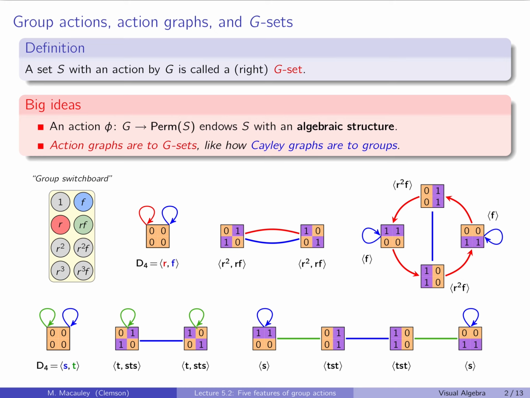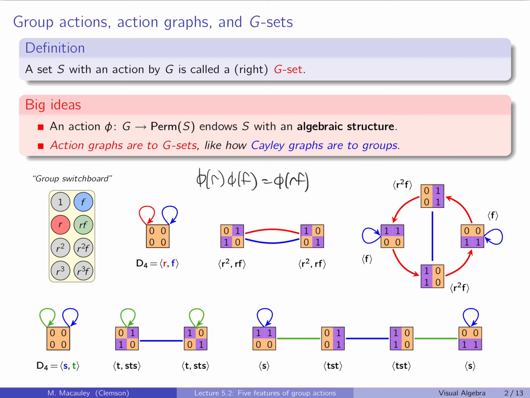And then the key property here is that when you press the R button and then you press the F button, that's the same thing as pressing the RF button. And that's why it's a homomorphism. Now, what I've shown you here is the action graph, and this is like a generalization of a Cayley graph. But the G set is the actual set of size 7 that has an algebraic structure on it. And the algebraic structure is basically this group switchboard with these arrows that tells you what happens when you apply a group element to this set.